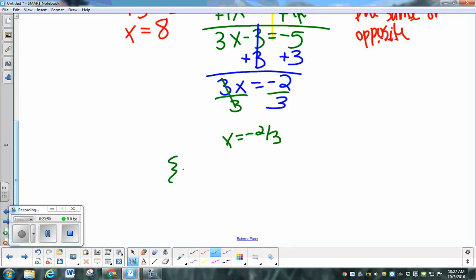If you're going to write it in roster notation, we've got negative 2/3 and 8. That should be a squiggly.